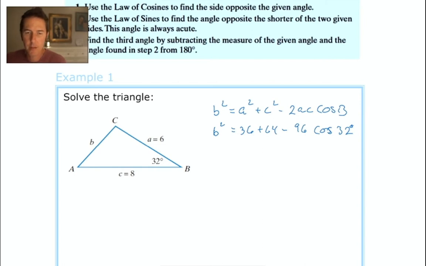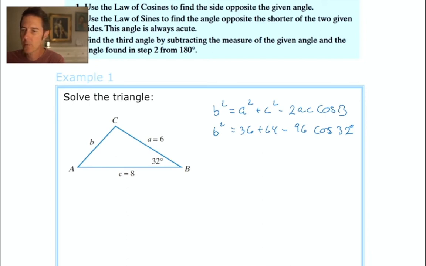Now remember that the left-hand side says B squared. So after we do all this arithmetic on the right-hand side, we'll need to take the square root of that value. This is so easy to type into the graphing calculator that for the first one, I'm going to use the grapher. Or if you have a 2-line entry scientific calculator, that would be easy also. So I've got 36 plus 64 minus 96 cosine 32, enter.